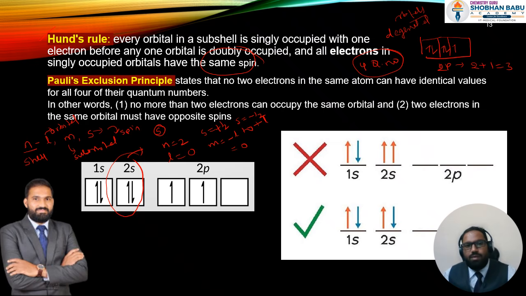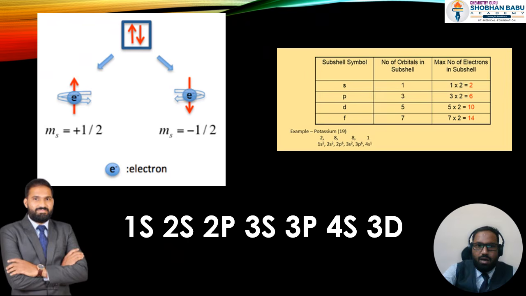So even if three quantum numbers are the same, the last quantum number, the spin quantum number, is not the same. Why? Because in every suborbital, one electron is in the clockwise direction and the second is in the anti-clockwise direction. That's why Pauli's exclusion principle says no two electrons have the same set of four quantum numbers.